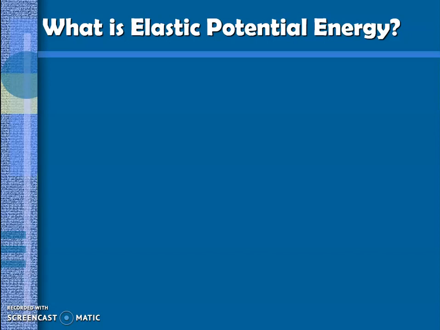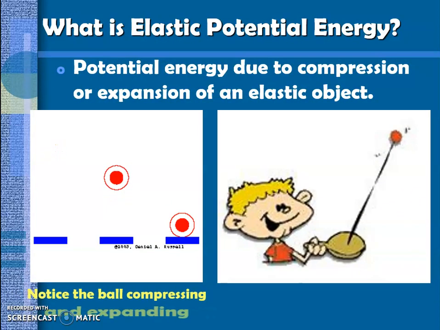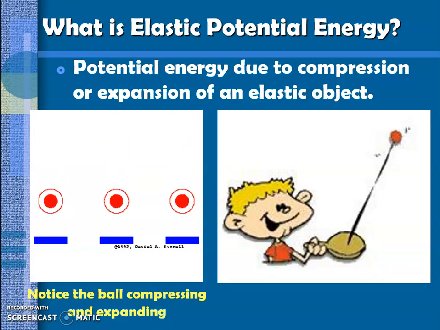We have elastic potential energy, which is energy due to compression or expansion of elastic objects. So the greater you stretch something that is elastic, the greater potential energy you're giving it. The greater you compress an elastic object, the greater the potential energy is.